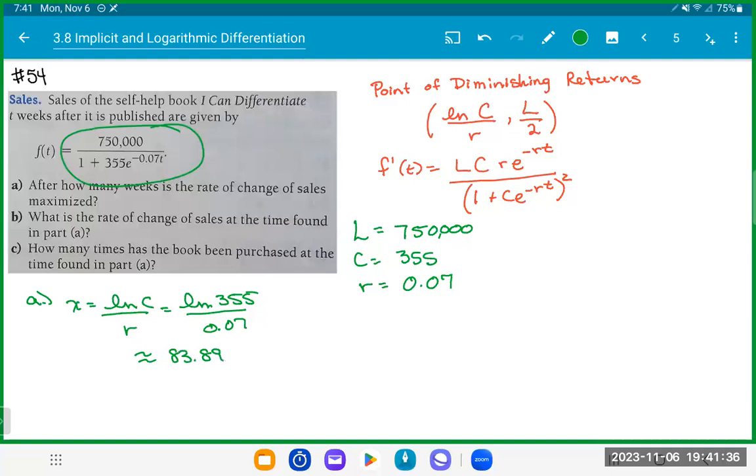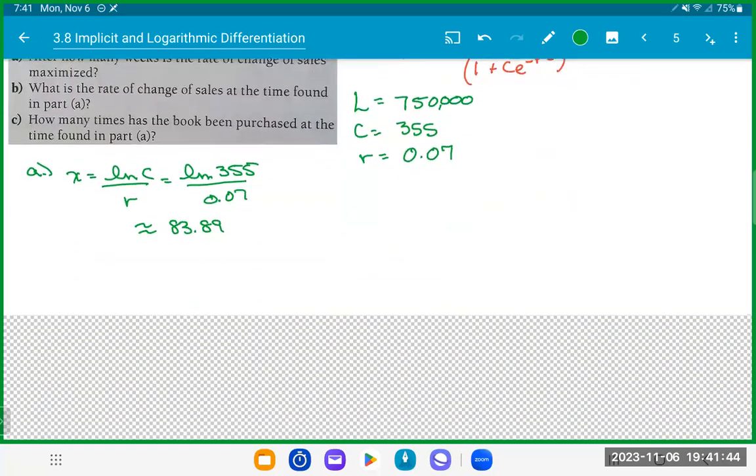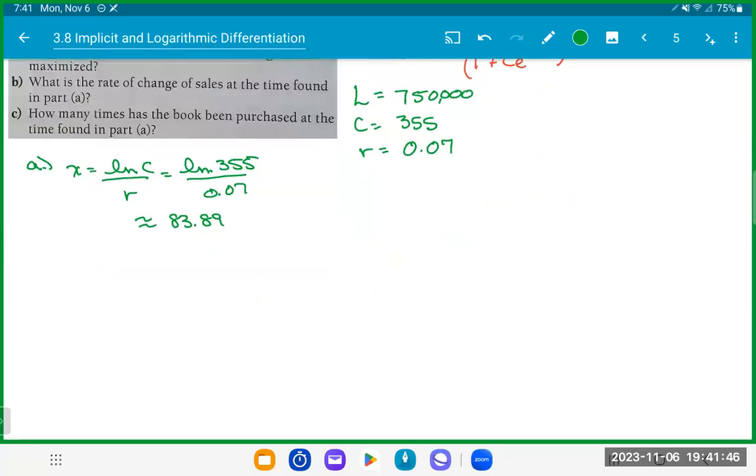Okay. And so after about 84 weeks, the rate of change of cells will be maximized. Okay. So part B asks us, what is the rate of change of cells at the time found in part A? So what we want to do for part B is find the rate of change. Remember, rate of change is derivative. So we will apply that here.